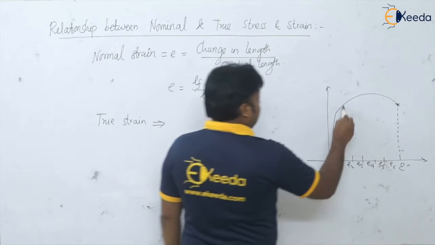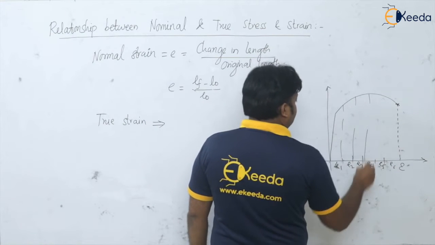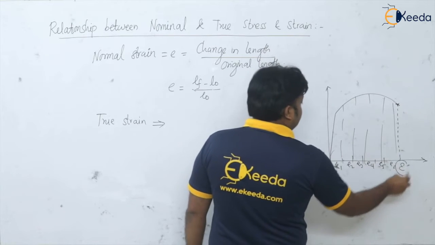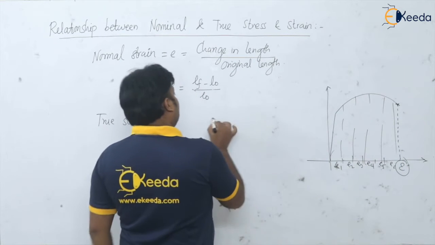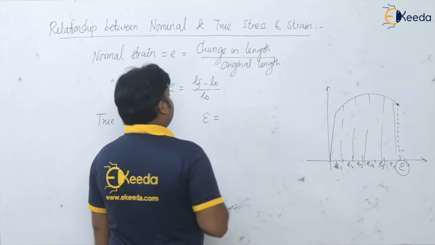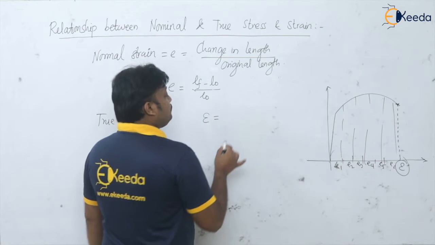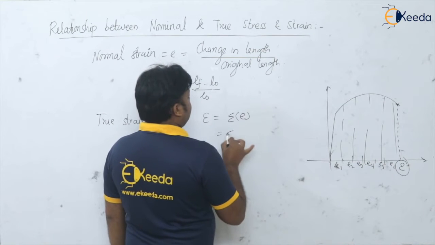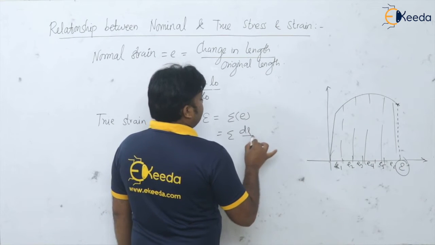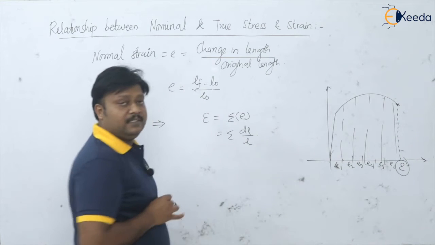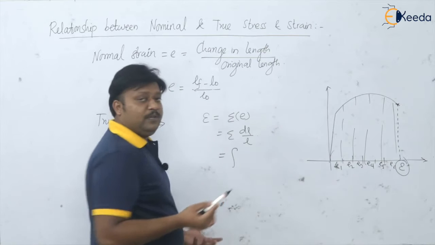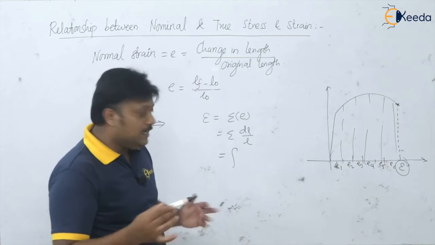So this is the summation of the strains, whatever number of points you have taken, and it is nothing but the true strain, which is epsilon. True strain is represented by epsilon, we know this. So epsilon is what? The summation of all the strains, that is the summation of all this change in length divided by original length. And summation is nothing but the integral from where to where? From original length to the final length.